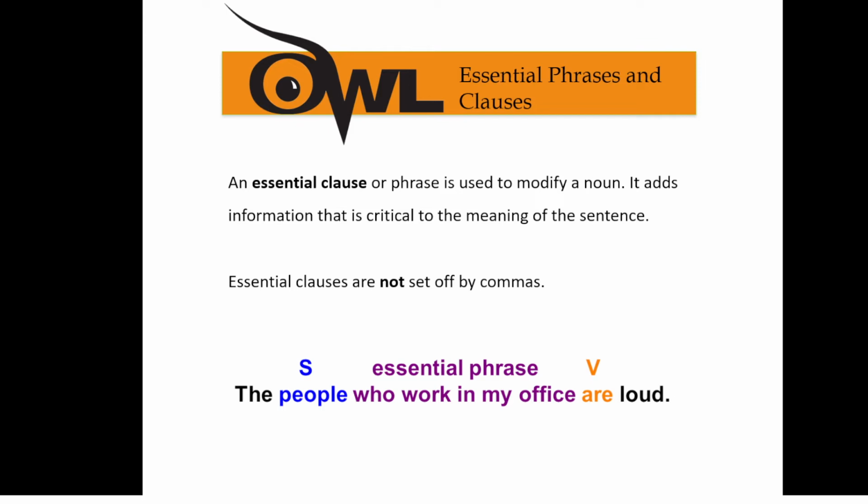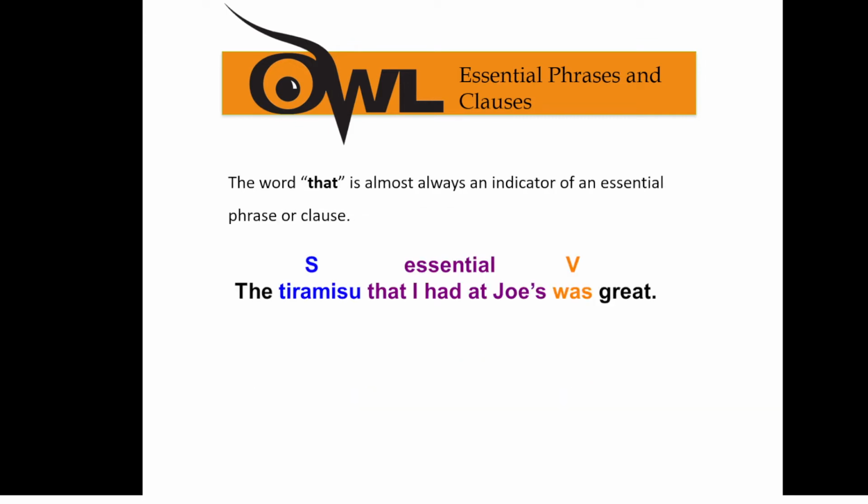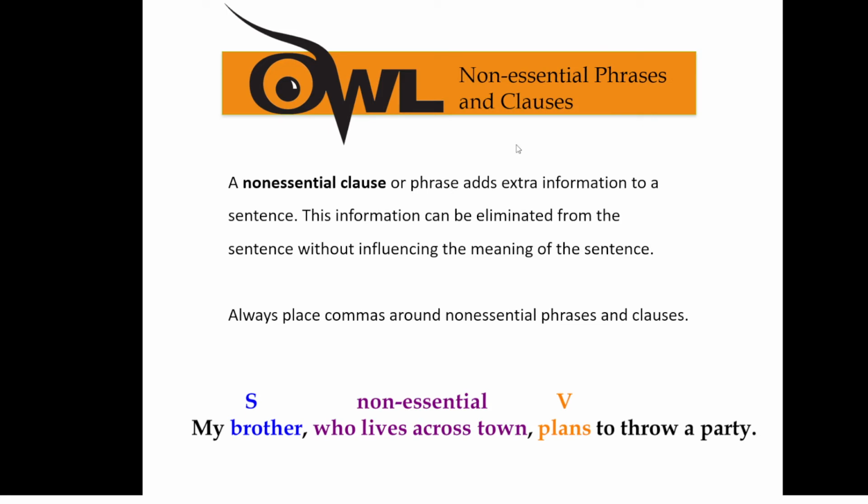If I just say the people are loud, we have no indication that we're talking about the people I work with. It's just people, right? So a tip here is that the word "that" is almost always an indicator of an essential phrase or clause. It's almost always indicating more information. The tiramisu that I had at Joe's was great, okay? So whenever you see that, especially in the middle of a sentence, you should be thinking that's probably an essential phrase, okay?